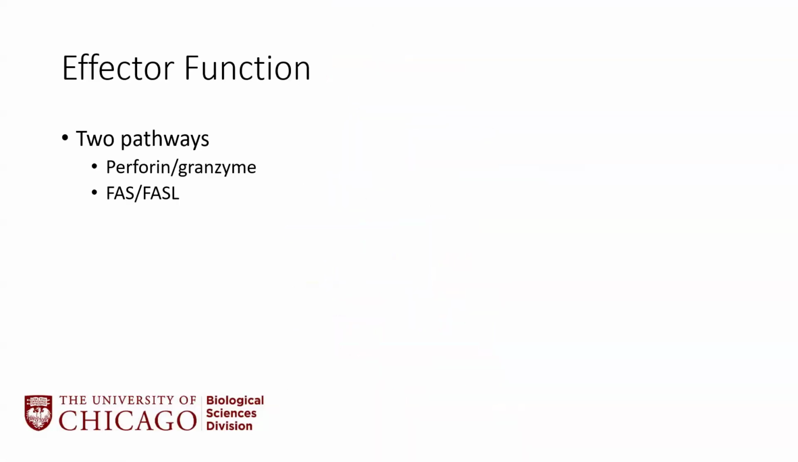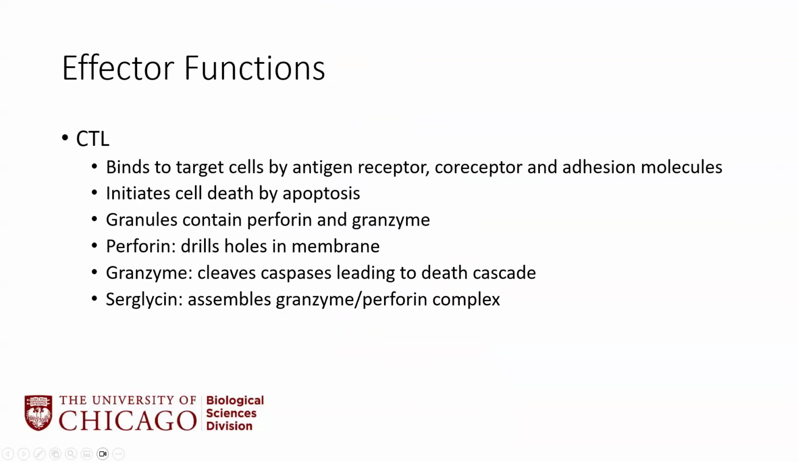Okay, so the two pathways of effector function are through perforin granzyme and Fas ligand. In the perforin granzyme pathway, the cytotoxic T lymphocyte will bind to the target cell by the antigen receptor, co-receptor, and adhesion molecules, and then it initiates cell death by apoptosis. So it's a controlled cell death instead of the cell just bursting open and releasing the relatively inflammatory interior of the cell.